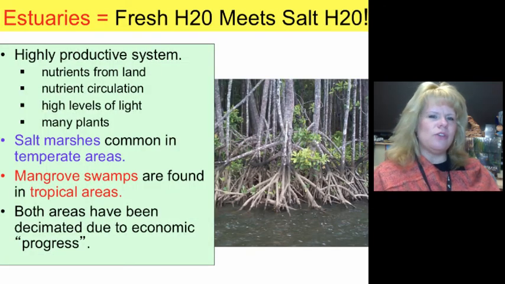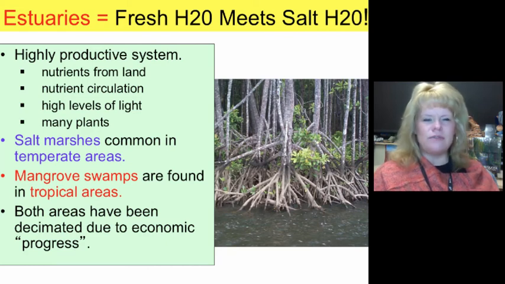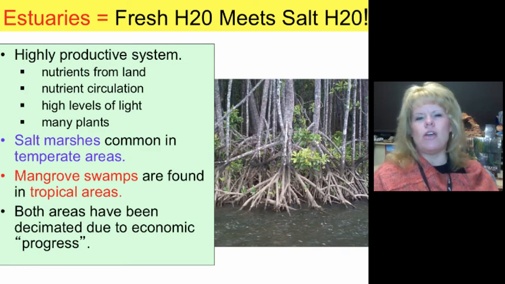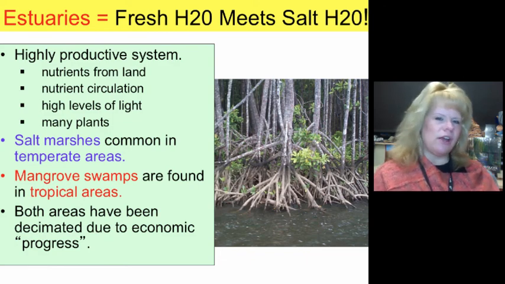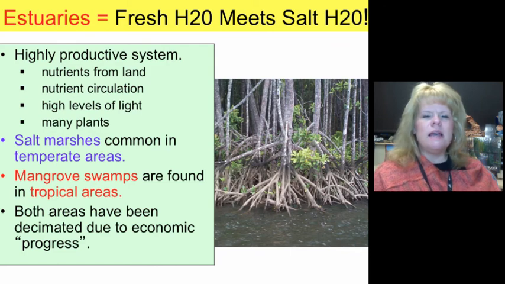So in an estuary, there's two types that we're going to learn about for your test. The first type are salt marshes. We won't have these in Central Texas. We could have some of these in Texas, especially along areas like Galveston or Padre Island. This would be a good example of a temperate area that produces salt marshes. But anytime you get an estuary, you'll get lots of nutrients from the land, and it's circulated with the tidal flow that comes in and out.